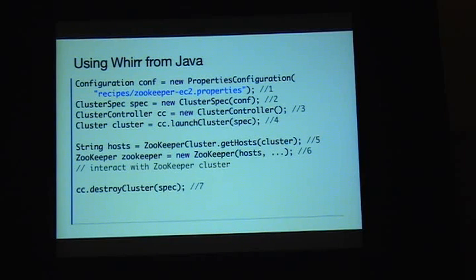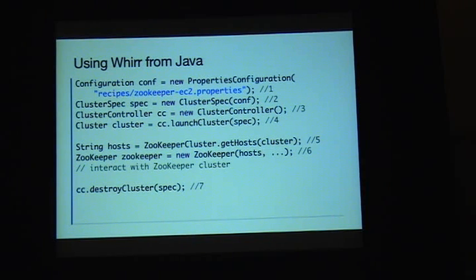So we're using a helper method which is provided in the ZooKeeper cluster class, which actually comes with Whirr in the Whirr service, ZooKeeper service module. And that will take the cluster object and construct a ZooKeeper host string. And then we can actually start using the ZooKeeper API, and that's on line 6. So the standard ZooKeeper Java API, where you pass it the host's URL, and you'll get back a ZooKeeper object, and you can start using ZooKeeper just as you would any ZooKeeper cluster.